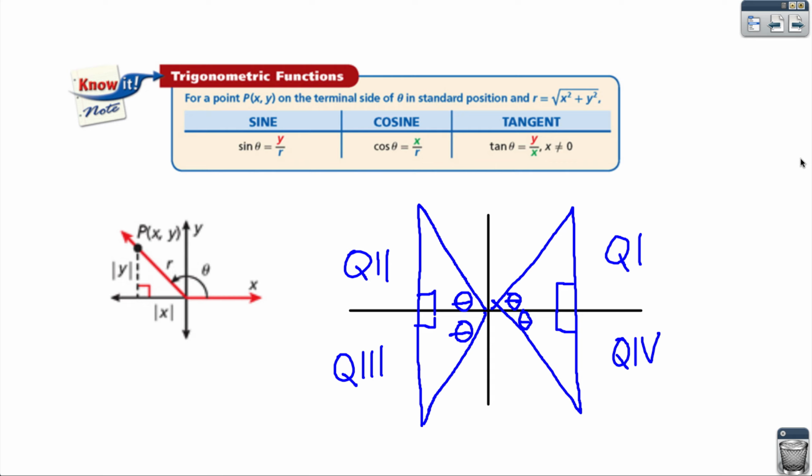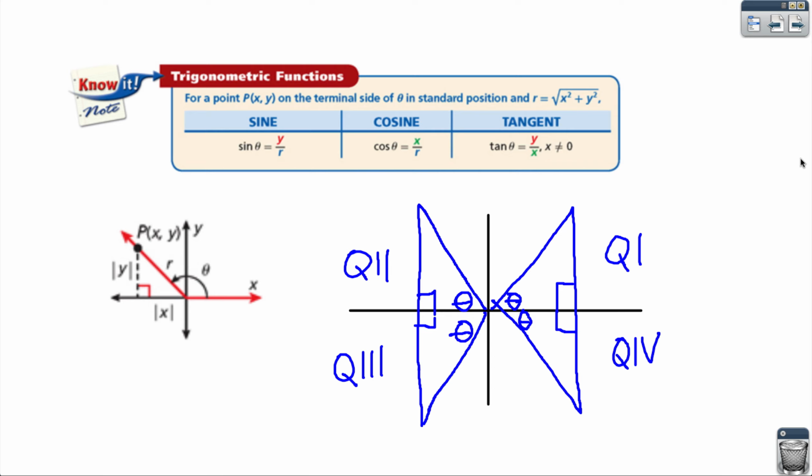Here's the last section of this lesson. We're going to talk about trigonometric functions. You'll remember your sine, cosine, and tangent functions. You also remember that to find one of the missing sides, you have the option to use your Pythagorean theorem. So you're familiar with these things.